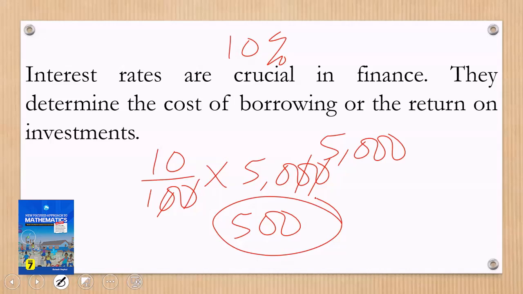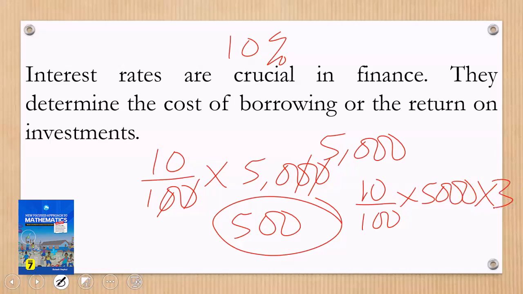So it simply means if it is 3 years, you are going to have 10 over 100 times 5,000 times the number of years you want the money to stay with them. That is maybe, let's say if you say 3 years, and the promise is that they will give you 10% interest. So for 3 years, you can calculate to know how much interest you get. If I multiply 5 times 50 times 3, I'm going to have 150 times 10, which will give us 1,500.